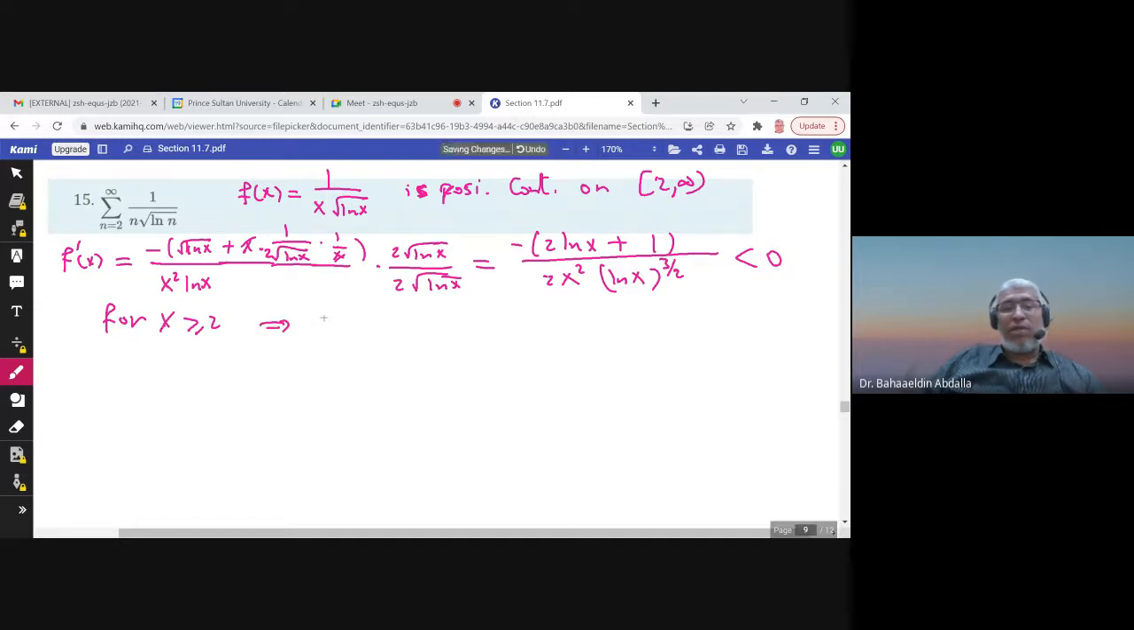This means that I can talk about the improper integral from 2 to infinity of 1 over x square root of ln x. And by definition, this is the limit when t approaches infinity of this integral.